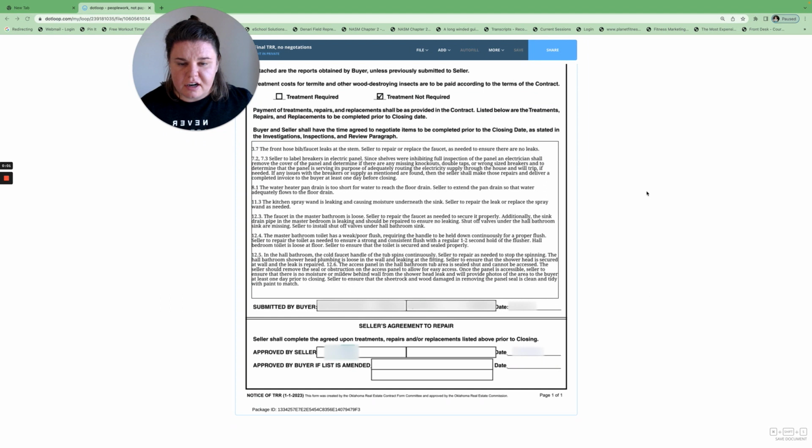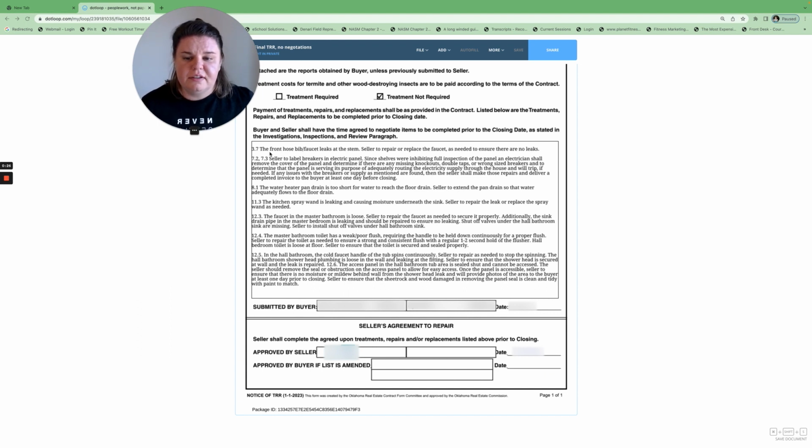So here's a TRR that I'm actually closing really soon. And this one is one that the seller agreed to everything. So there was no negotiations on this TRR. You can see that it's quite a few items that we got the seller to go ahead and repair on this house. So let me just read a couple of these for you to give you examples of things that we go after on these TRRs.